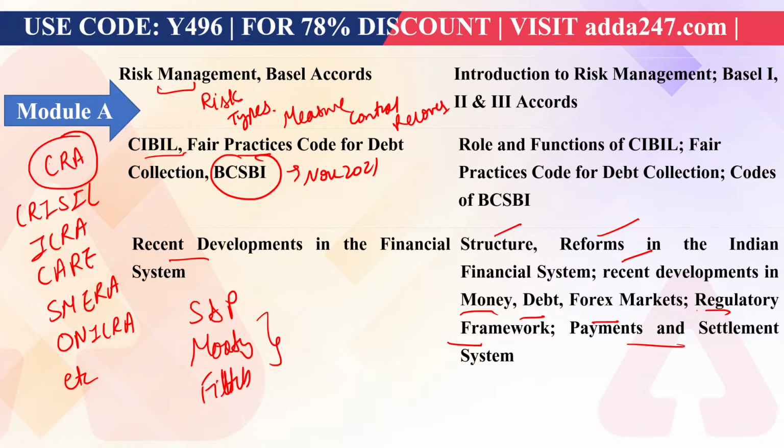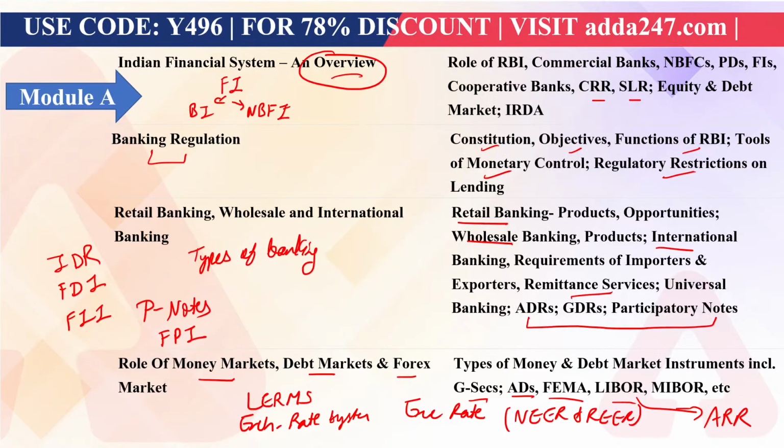So we have to cover all these things in Module A. Okay, so this is the overall syllabus of Module A. Now, how much time you should give to Module A is we require you to give 20 days to Module A.